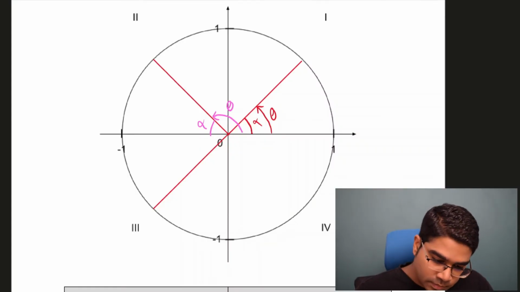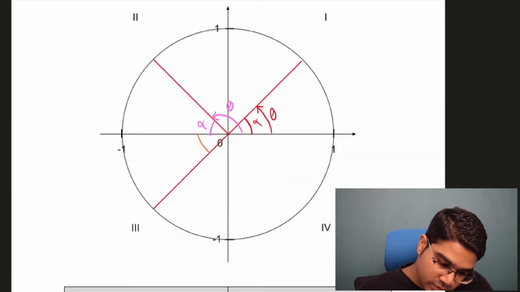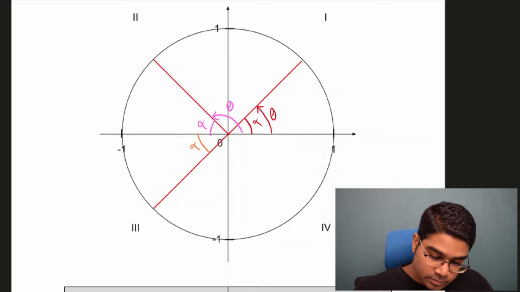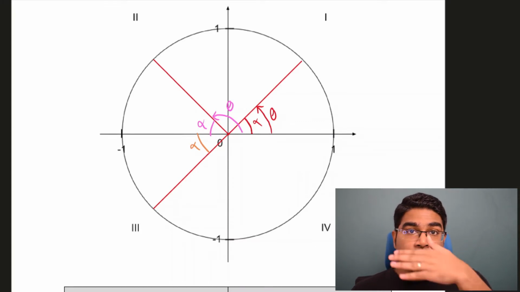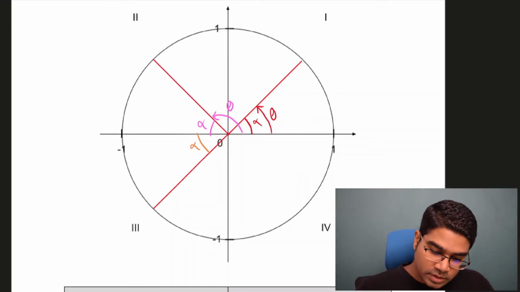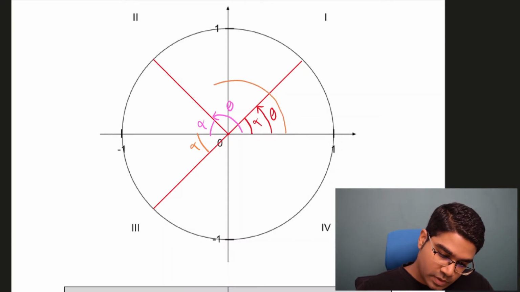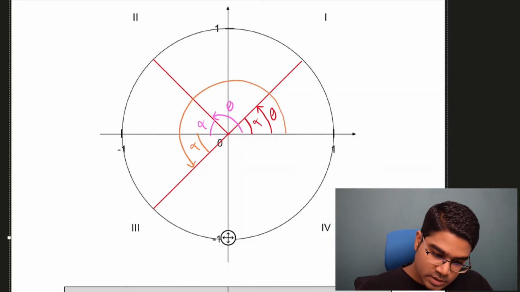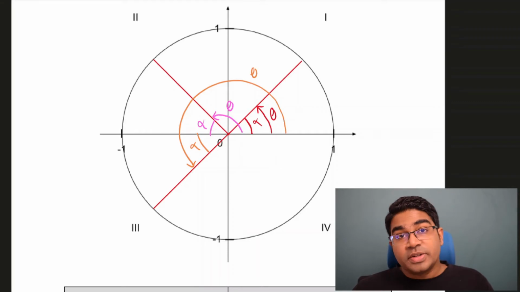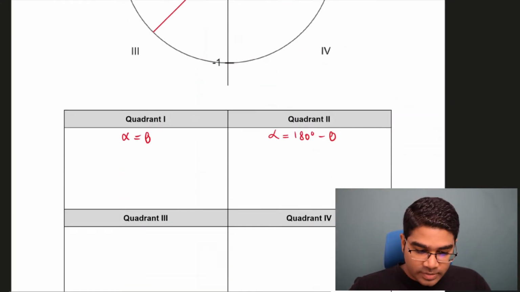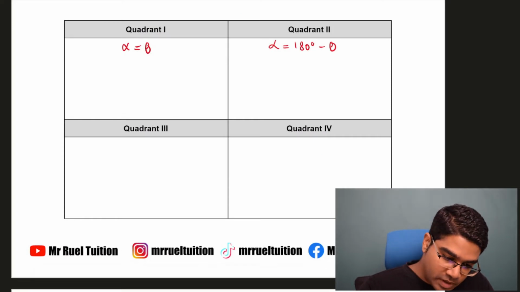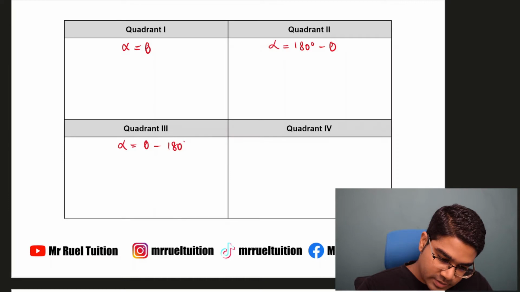Let's look at the third quadrant. Again, same thing. This is alpha, the acute angle between the x-axis and the line. And theta, we start from the positive x-axis again. So theta will be from here all the way here. The relationship between alpha and theta here is that alpha is theta minus 180 degrees. In the third quadrant, alpha equals theta minus 180 degrees.